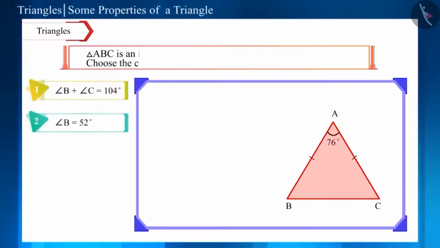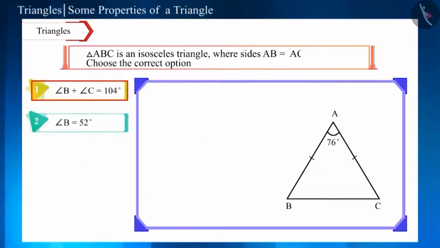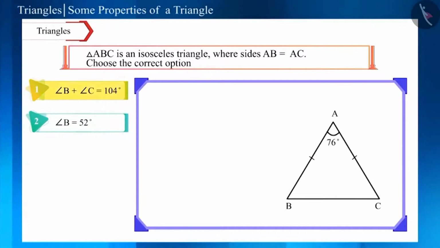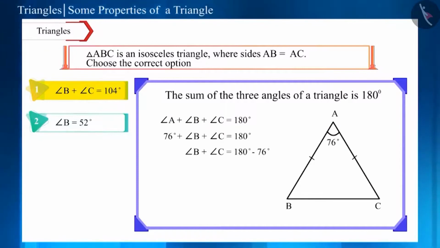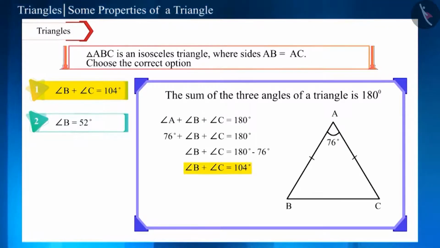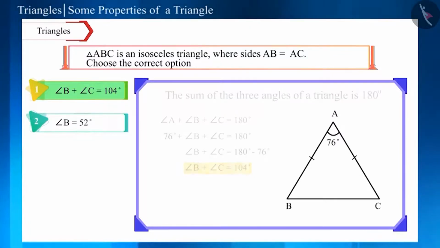Triangle ABC is an isosceles triangle where sides AB and AC are equal. Choose the correct option. Friends, we know that the sum of all the angles in a triangle is 180 degrees. In the figure, angle A measures 76 degrees. If we put this in the equation, then we will get the measure of the sum of angles B and C, and it comes out to be 104 degrees. Hence, option 1 is the correct answer.